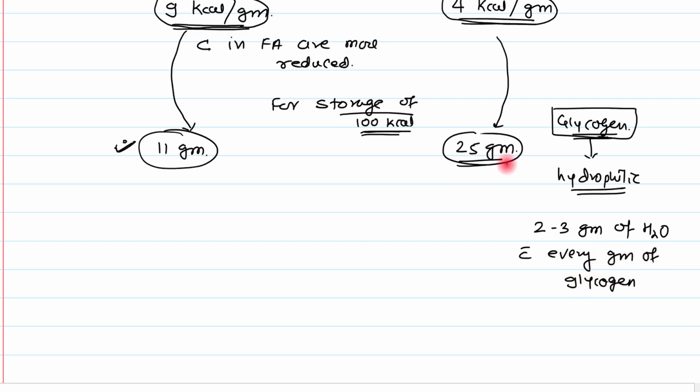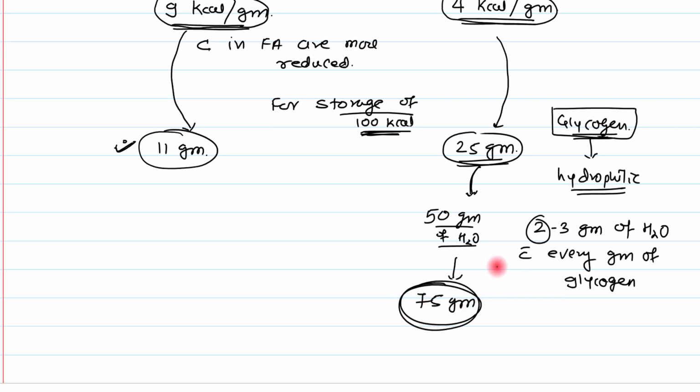So here we say that yes, 25 gram of glycogen can give rise to 100 kilocalorie, but actually let's say 2 gram of H2O is required for every gram of glycogen. So along with 25 gram of glycogen, you will have 50 gram of water. You cannot prevent it. So ultimately, almost 75 gram of carbohydrate along with water is required for the release of this 100 kilocalorie of energy.